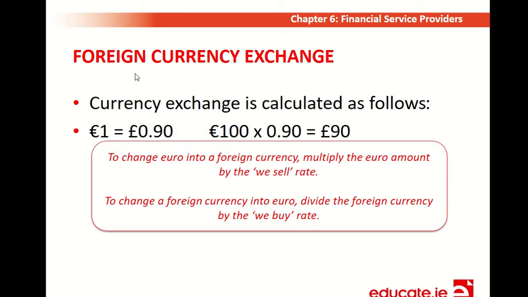Okay, so some examples here. To calculate it, for example, this would be the way it'll be advertised that they will sell it. For every €1 that you have, you get 90 cent, or 90p even, for the pound. So if you have €100, you multiply it by 0.90 and you'll get £90 for your €100. So obviously it's not worth as much. The pound is a lot stronger than the euro still.